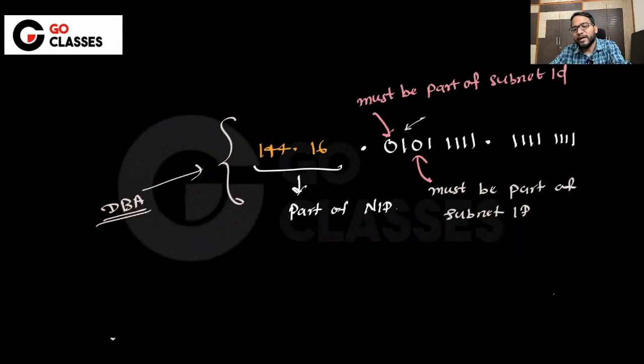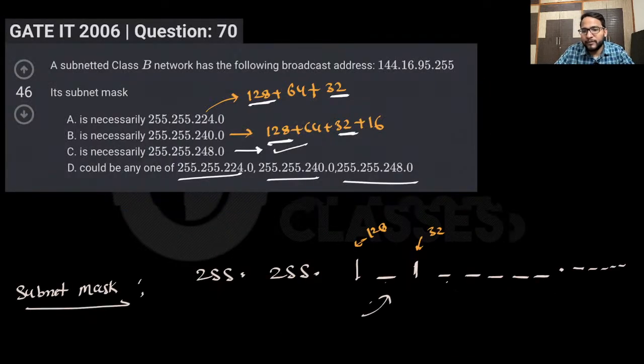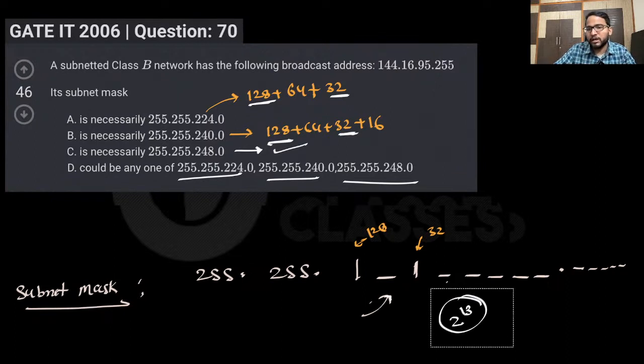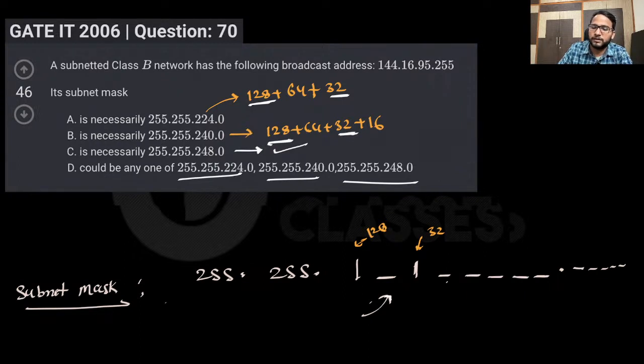So whenever I have this as 1, I don't know whether this bit is a part of subnet ID or not. But I know that this is definitely a part of subnet ID. If it is a part of subnet ID, in the mask I will be having 1. If it is a part of network ID, in the mask I will be having 0. So what is the total number of subnet masks possible? Since 13 bits are free, 2 power 13 subnet masks are possible with the given information. They are just having 3 subnet masks in the answers, but actually 2 power 13 subnet masks are possible.